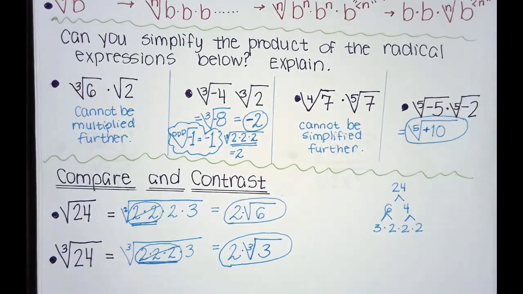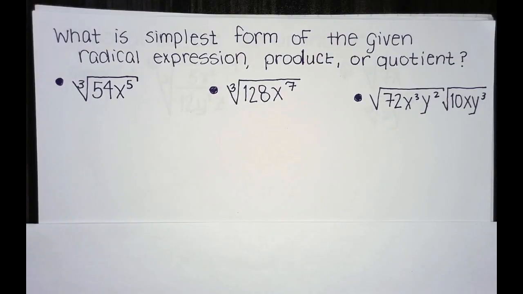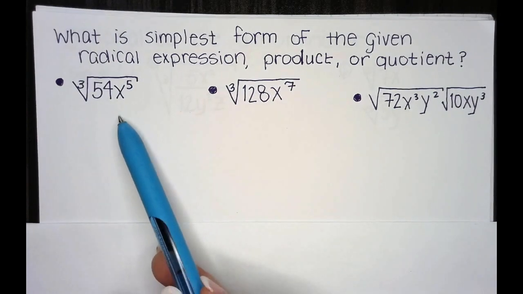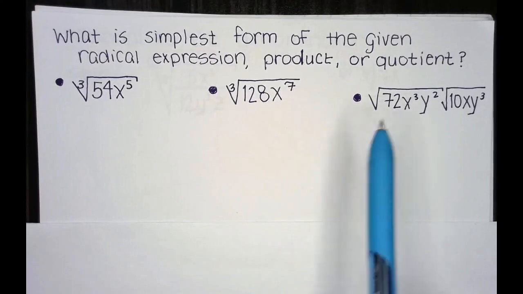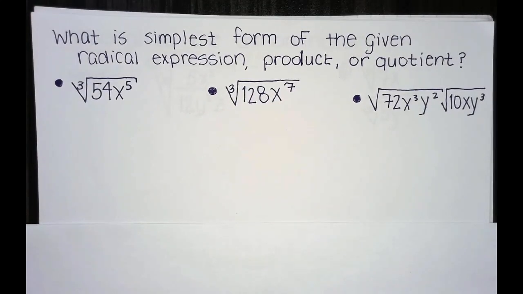This next set of examples asks us to find what is the simplest form of the given radical expression, product, or quotient. So you might just have an expression like we do right here, and another expression. Here we have a product, and in a second we're going to see some quotients as well, and we want to find the simplest form.